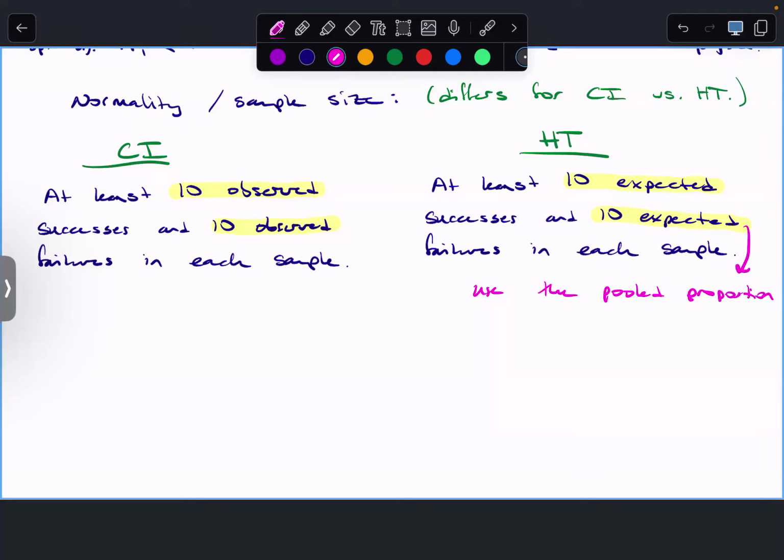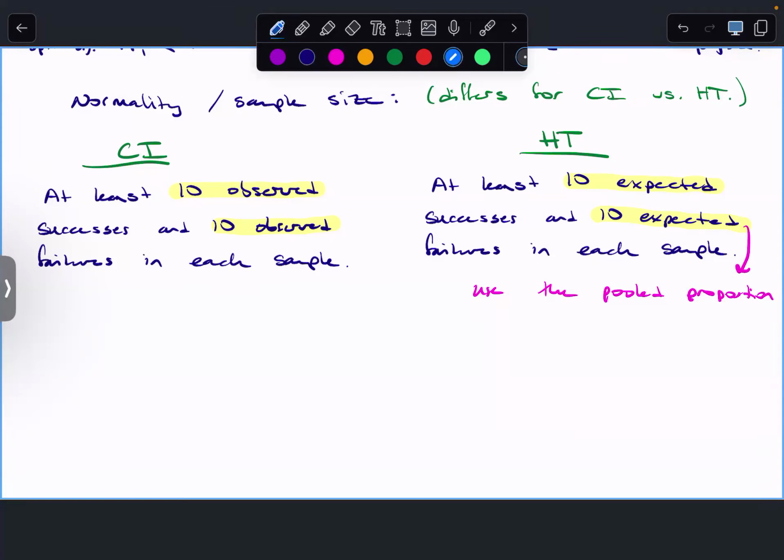Just as a tiny bit of background, right? The null hypothesis is that these two groups are the same. So it shouldn't matter if you push them all into a pool and use the pooled estimate. If they're the same, then that's the hypothesized proportion, right? And so that's the theory. You don't need to remember that.